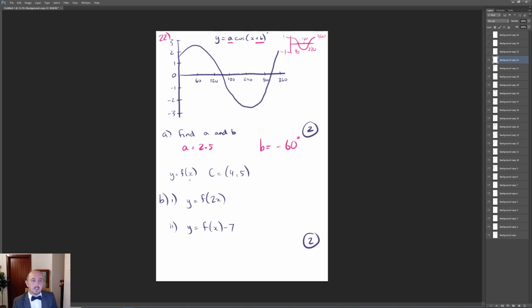We have a point on the curve f of x, which is 4, 5. F of 2x will be a squash in the x direction, so we halve the x coordinate to get 2, 5, and f of x minus 7 outside the bracket, so it's just going to be a shift down by 7. That's going to be 4, negative 2.